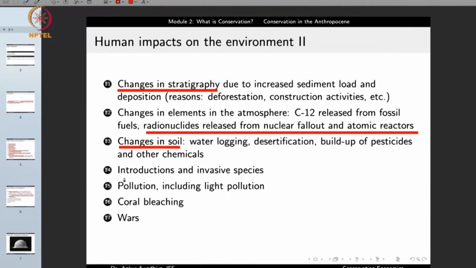Then introductions and invasive species. What humans have done is that they have been a medium of bringing different species from one part of the earth to another part of the earth. Now, some of these introductions are done voluntarily. So, for instance, a species such as lantana was brought from Africa into India because there were some humans who thought that this is a beautiful looking plant and we should have them in the hedges, we should have them in the gardens here. And so, this plant, Lantana camara, was brought from Africa into India.